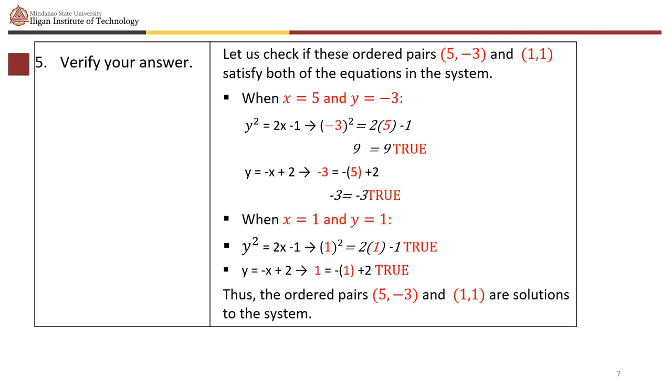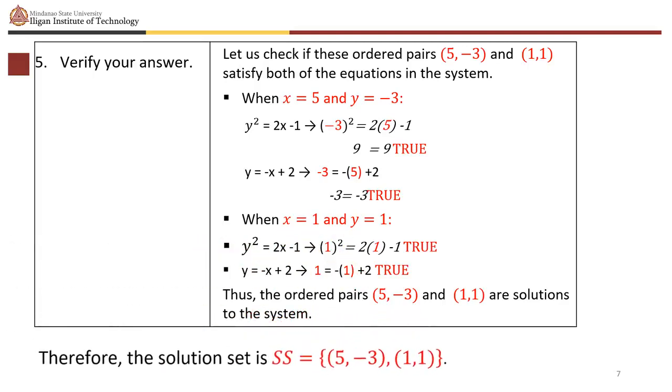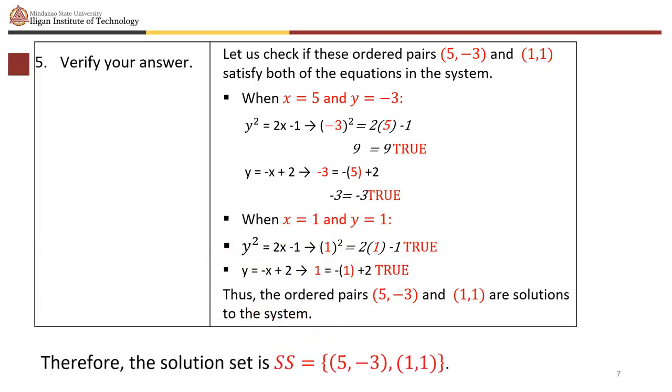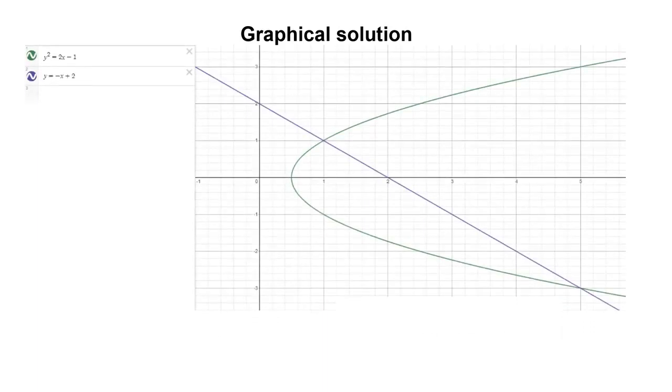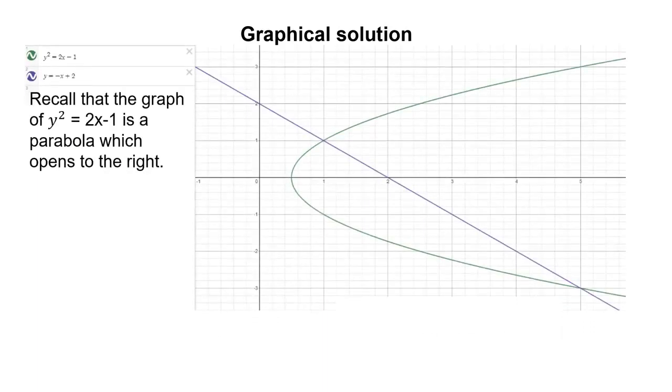Now let's have the graphical solution to visualize our solution set. So our solution set is (5, negative 3) and (1, 1). So here's our graphical solution. Recall that the graph of y squared equals 2x minus 1 is a parabola which opens to the right.